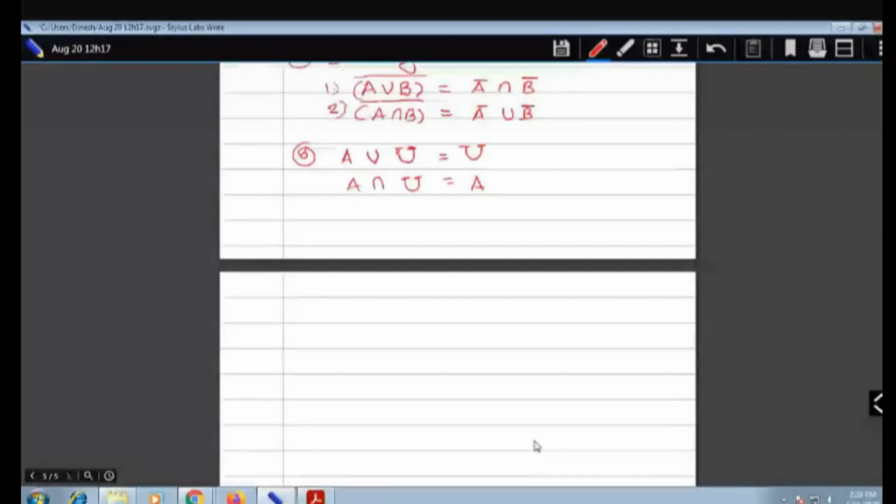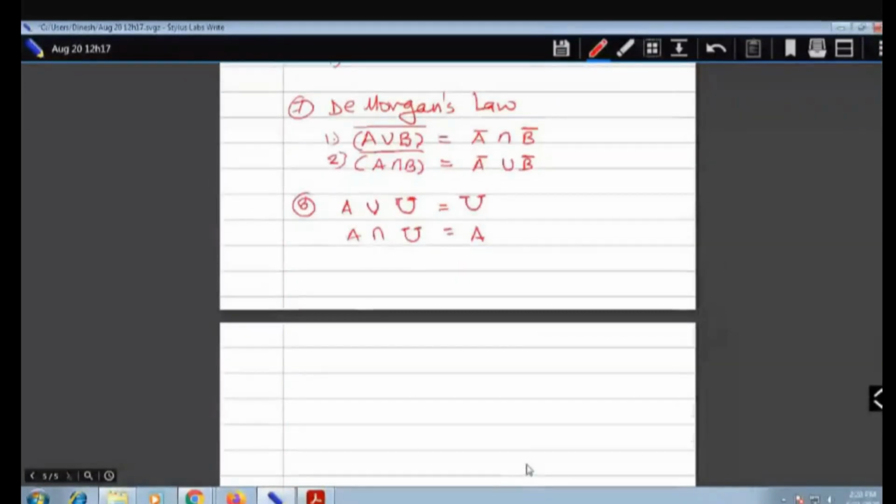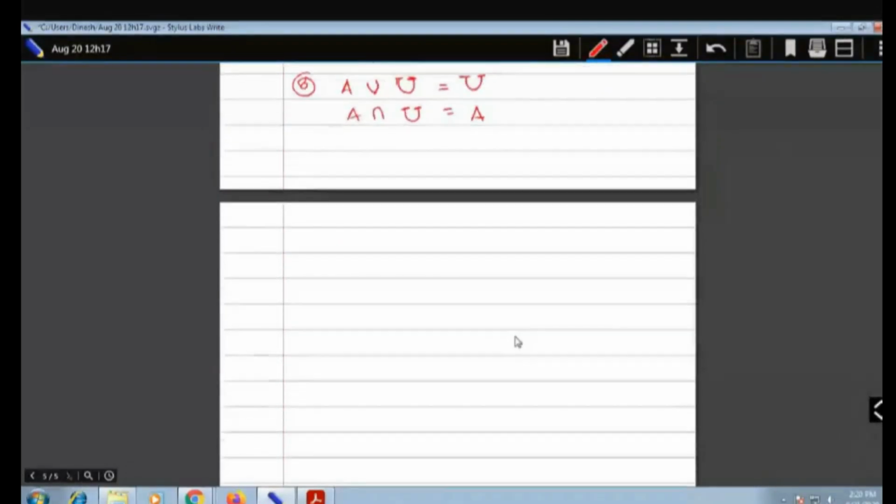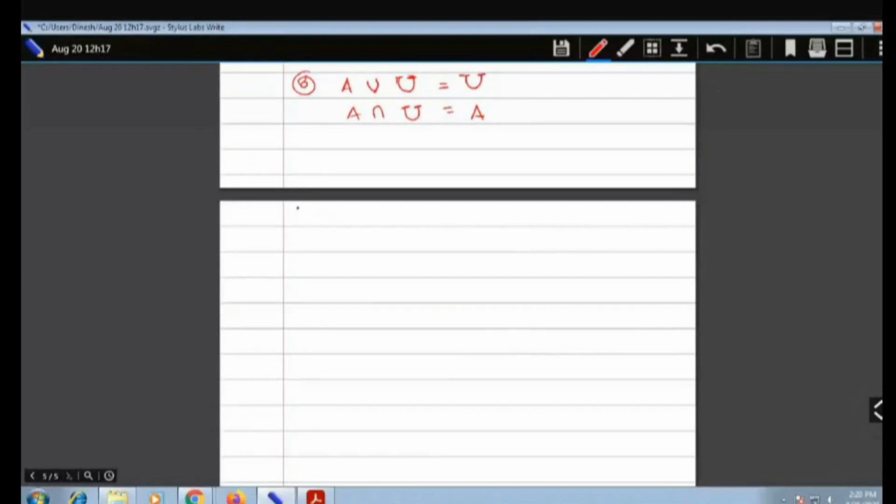Very good. Now about the empty set, like what we have done with the universal set. A union phi means A is added with phi. What is the result? A. And like that, A intersection with nothing is nothing but what? Nothing.